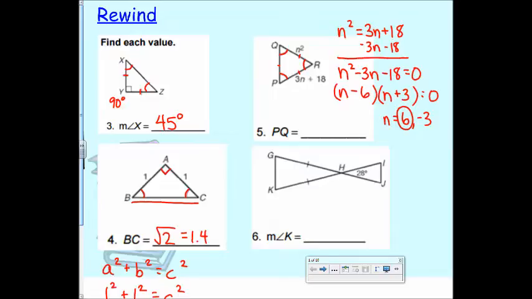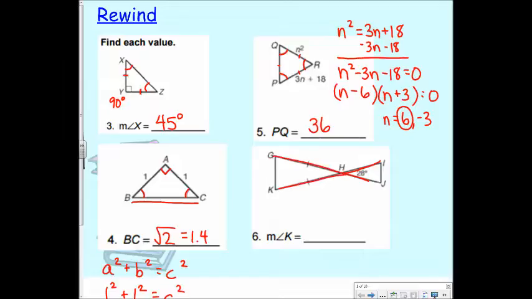And it's okay if you didn't get that one. We are going to spend a lot more time going over more complicated problems that involve quadratic trinomials. The last rewind problem, number 6, has 2 triangles right here. I know that angle IHJ is a vertical angle to GHK, so if this is 28, this must also be 28.